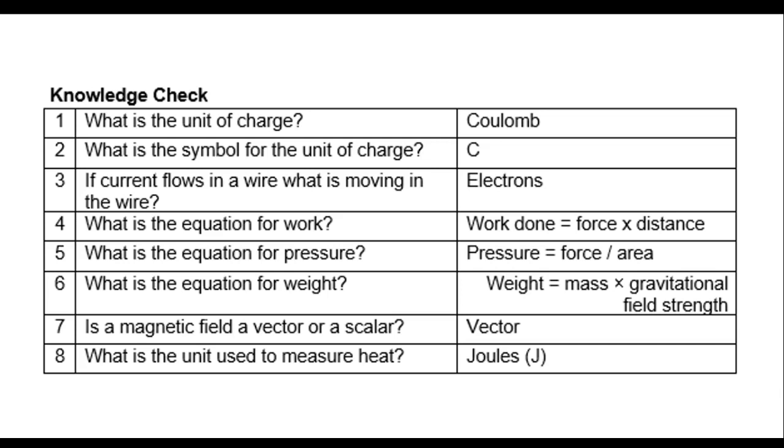Magnetic fields are vector quantities, and the unit used to measure heat is joules with a capital J. So make sure that you give yourself a mark out of 8. Make sure that you mark your work with a different coloured pen and do any corrections in that other coloured pen.